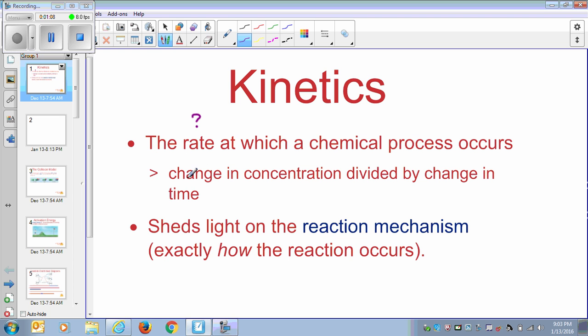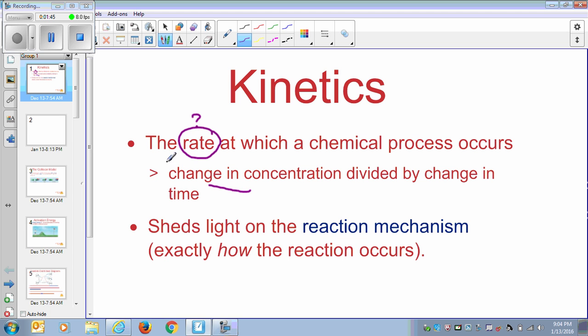There are different ways to calculate it. You can figure it out by the change in pH, by the change in conductivity, by the change in mass or volume of the reactants or products, or by the change in color if you're dealing with transition metals or some colored compounds. The change in color tells you at what speed the reaction is happening. So no matter how you calculate it, the study of this is called kinetics.